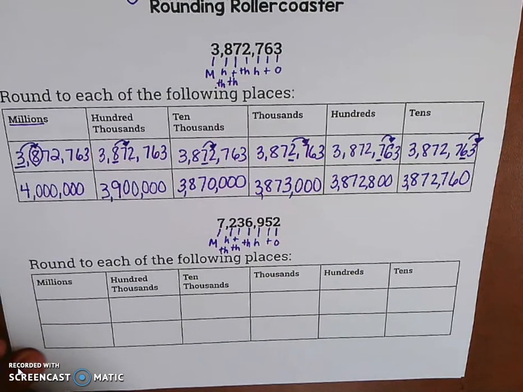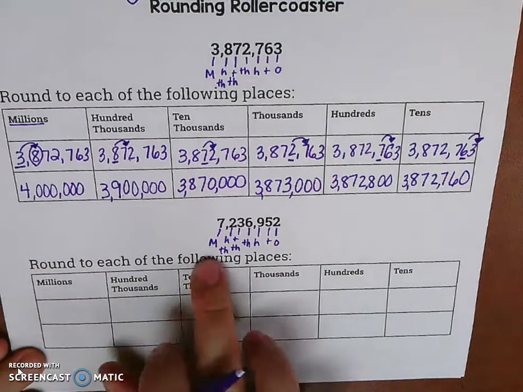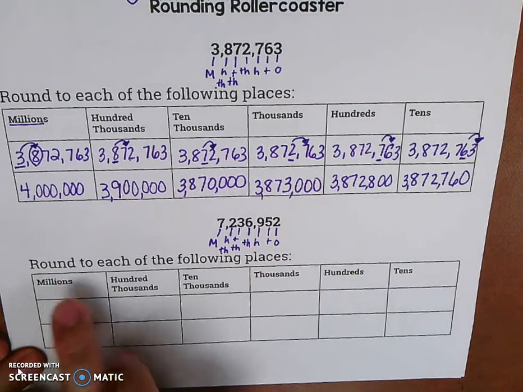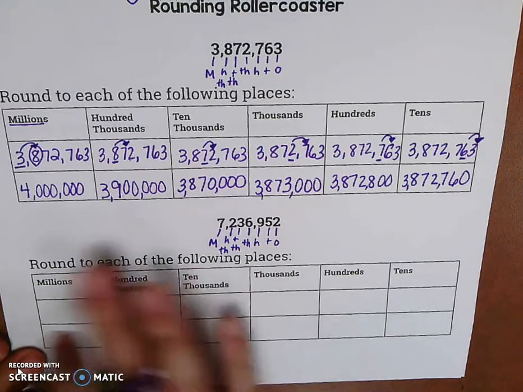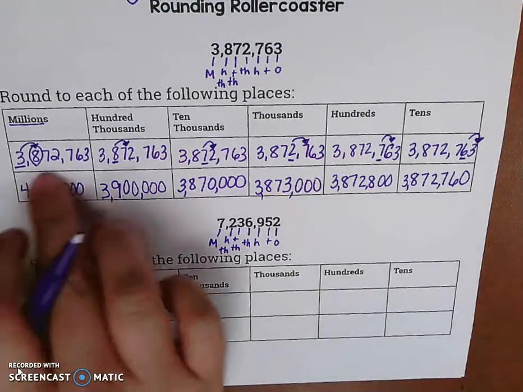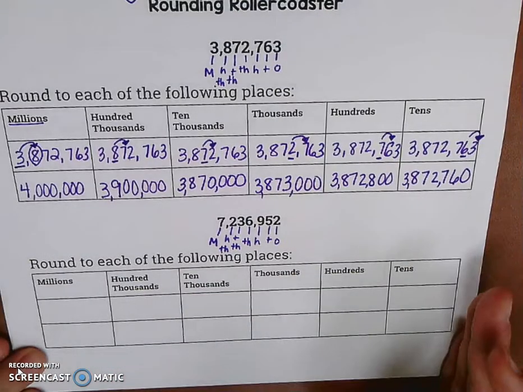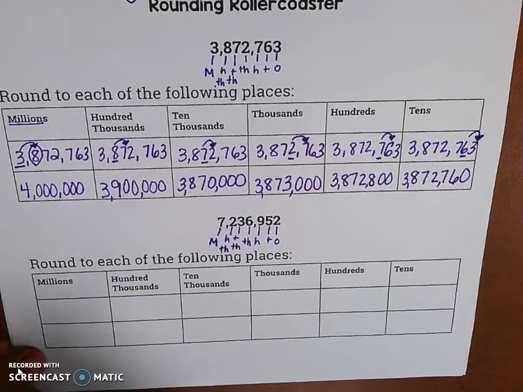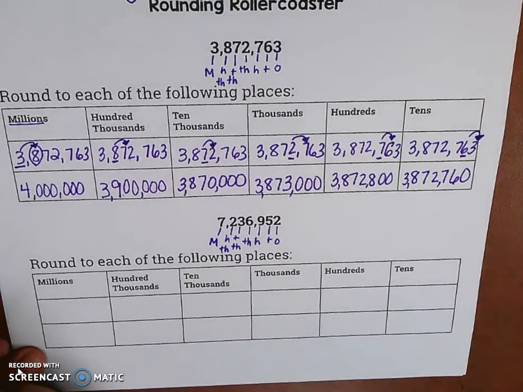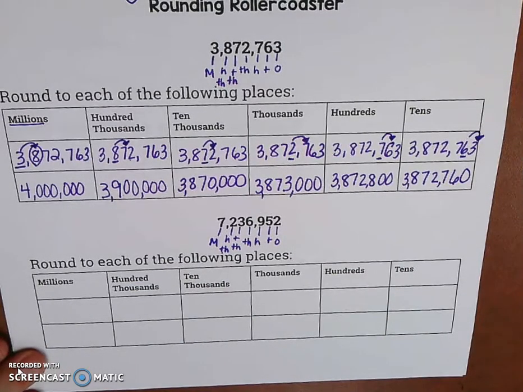All right, I want you to go ahead and pause the video right now, because I want you to try rounding this number to the millions place, the 100,000s place, the 10,000s place, and so on, just like we did up here. But I want you to try on your own. When you've done it, go ahead and click play, and then you can check how successful you were. So go ahead, pause it at this point.